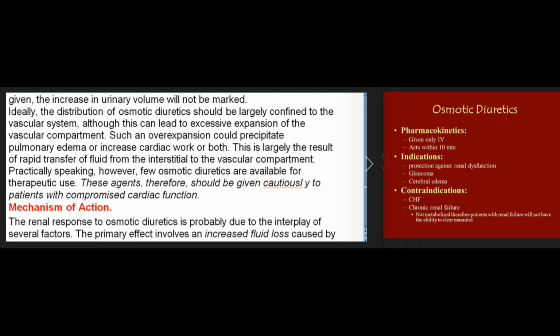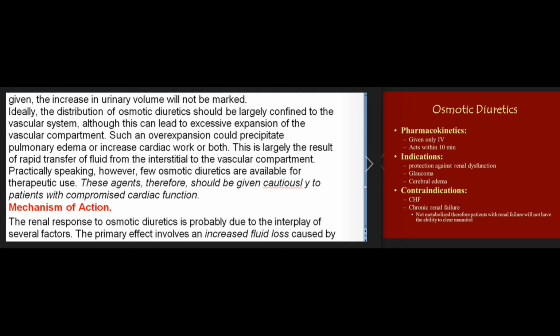Ideally, the distribution of osmotic diuretics should be largely confined to the vascular system, although this can lead to excessive expansion of the vascular compartment. Such an overexpansion could precipitate pulmonary edema or increase cardiac work or both. This is largely the result of rapid transfer of fluid from the interstitial to the vascular compartment. Practically speaking, however, few osmotic diuretics are available for therapeutic use. These agents, therefore, should be given cautiously to patients with compromised cardiac function.